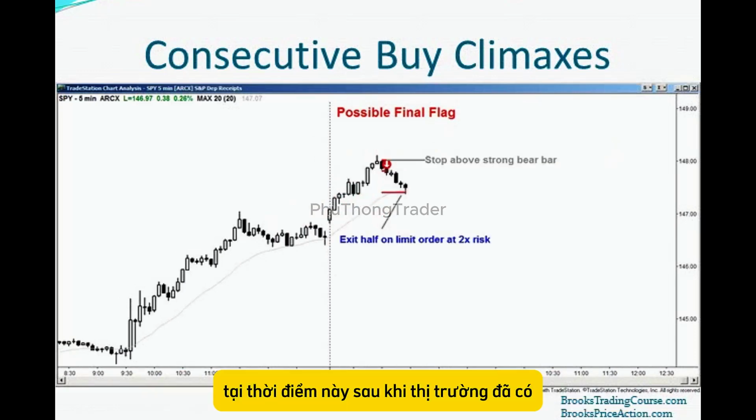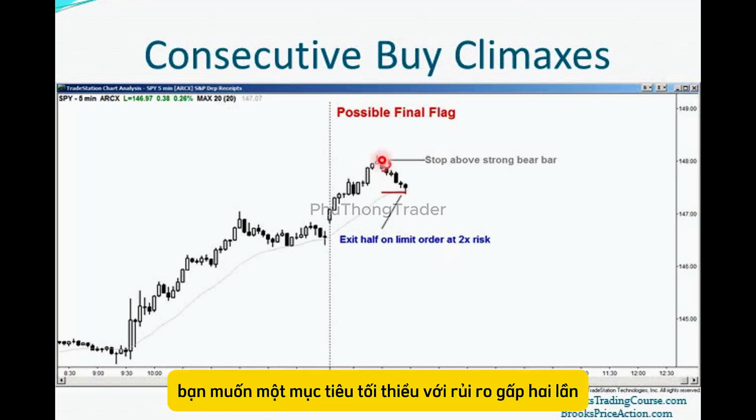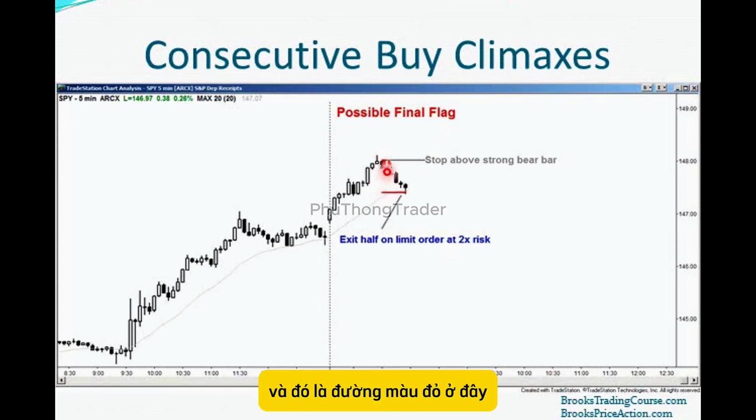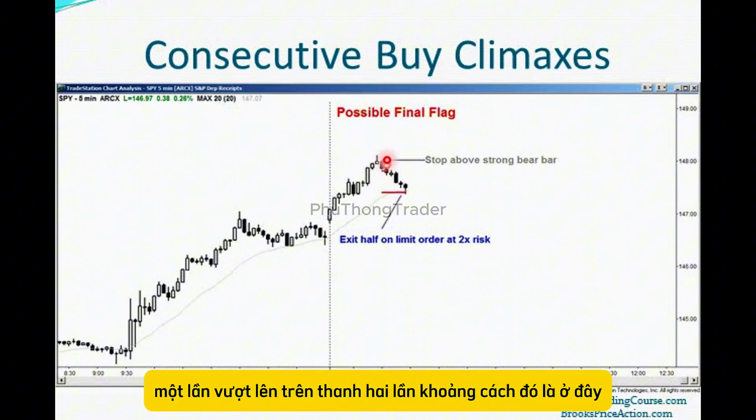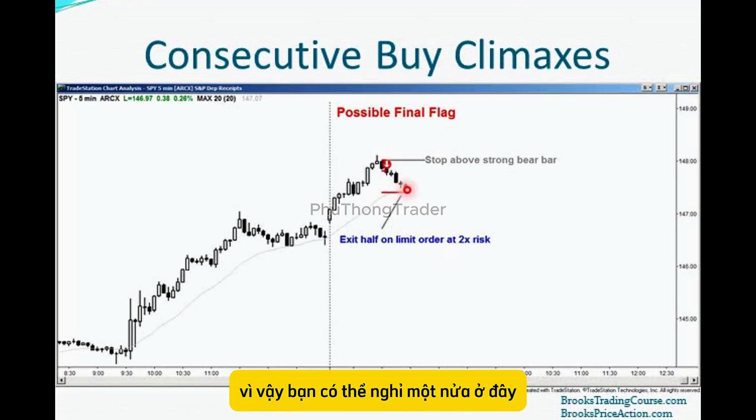At this point, after the market has had 5 or 6 consecutive bear bars, the market's probably always in short, and there should be sellers above. If you take that short below that bear bar, your stop is 1 tick above the high of the bar. You want a minimum target at 2 times the risk, and that's this red line here. So from the entry price to the stop, 1 tick above the bar, twice that distance is here, so you might take half off here, especially since it's at the moving average.